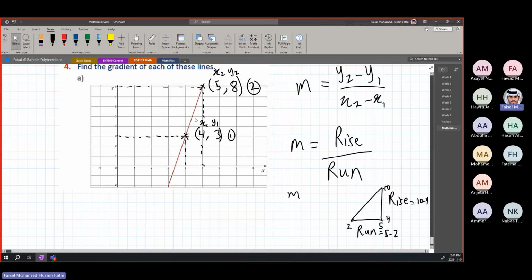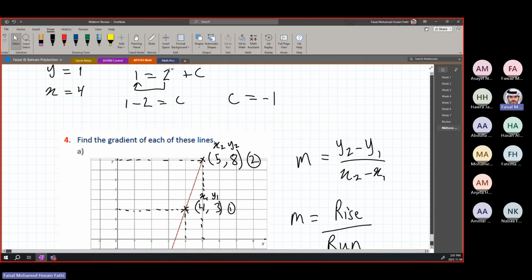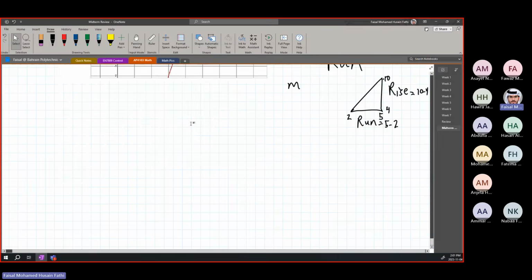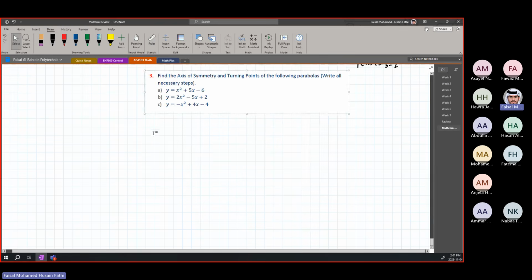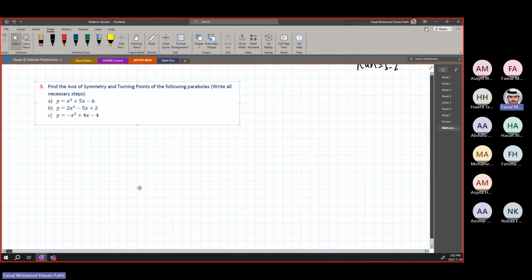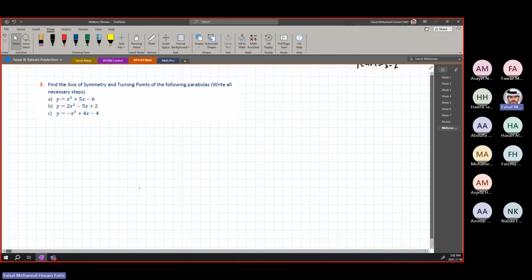This is for people who want to do rise over run. You can always use just this method if that confuses you. Okay, moving on to quadratics. Plotting a parabola: 4 main steps.